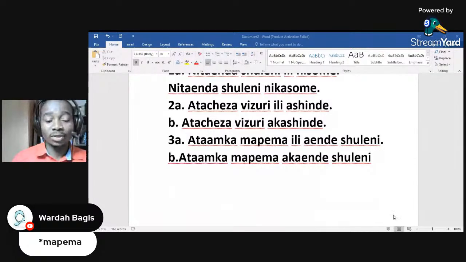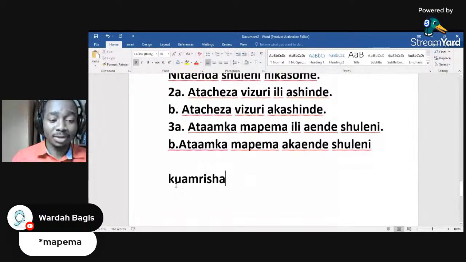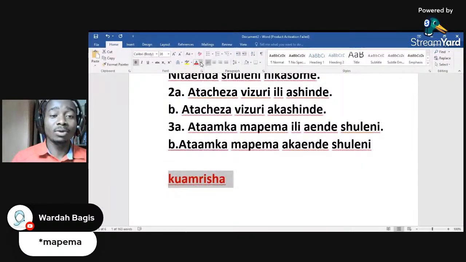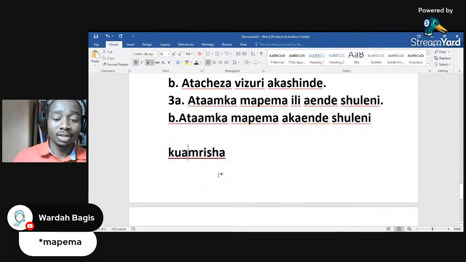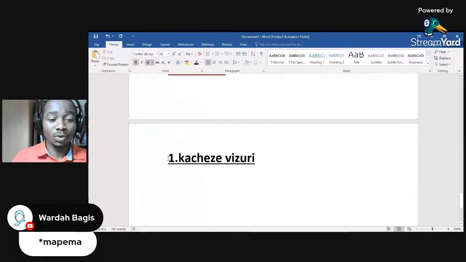Another use for this one is when you are kuamrisha, to instruct people, to command people. You want to command someone to do something. Here you just say, for one person, kacheze vizuri. Now here you want someone to play well. Kacheze vizuri. Play well. In plural form it will be kachezeni vizuri.